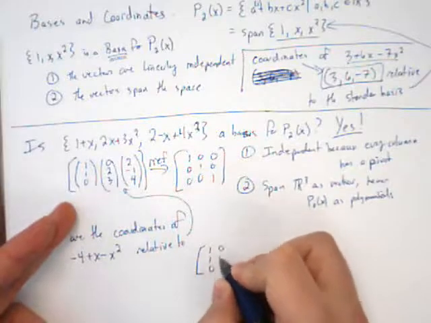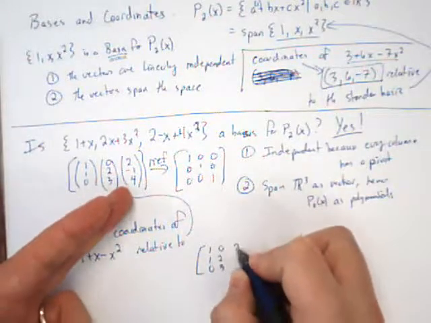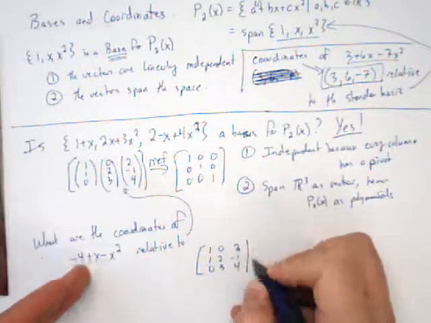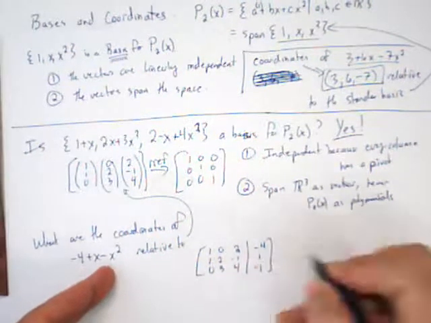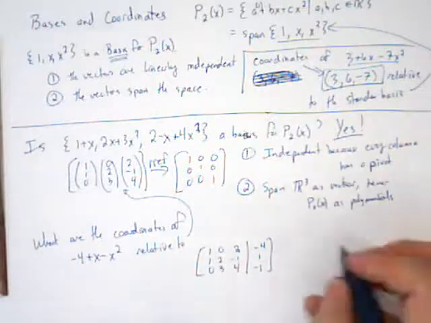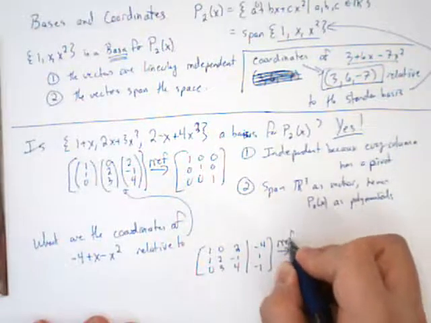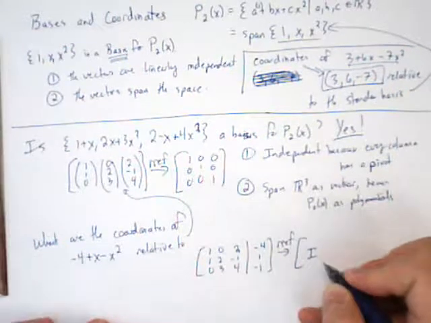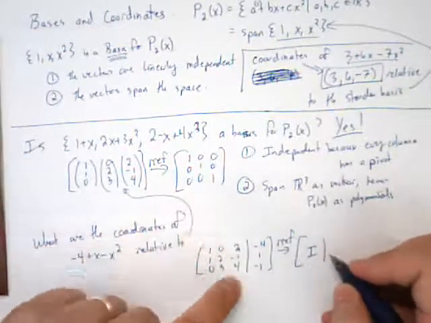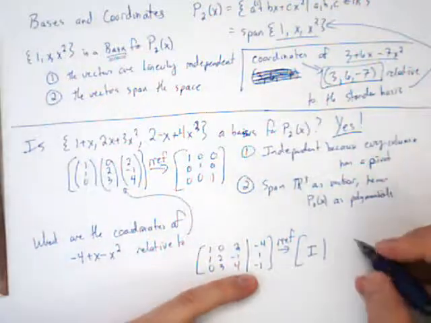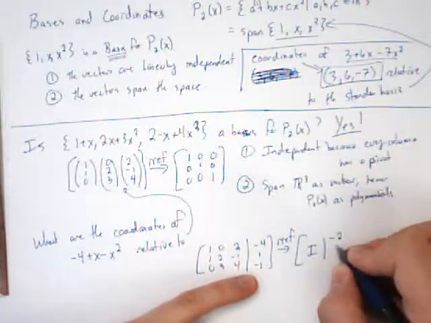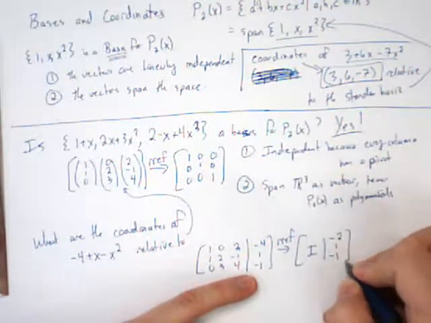1, 1, 0, 0, 2, 3, 2, -1, 4. I'm going to augment by -4, 1, -1. And now I need to row reduce. Upon row reduction, I already know I get the identity matrix when I row reduce this part. The key is what happens when I row reduce this last part. And row reduction yields -2, 1, -1.